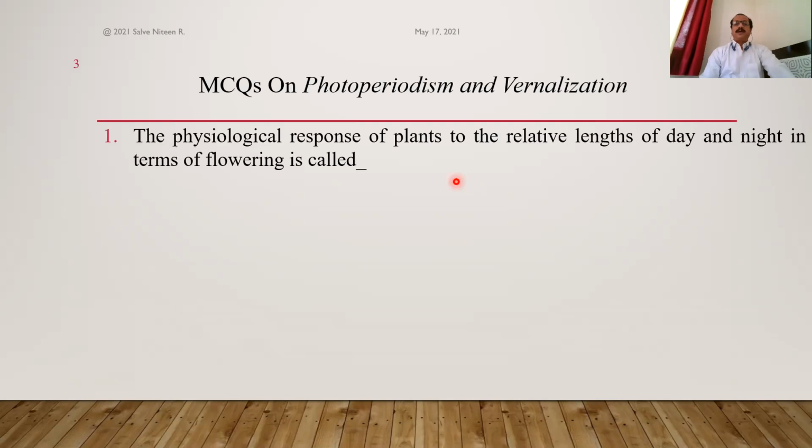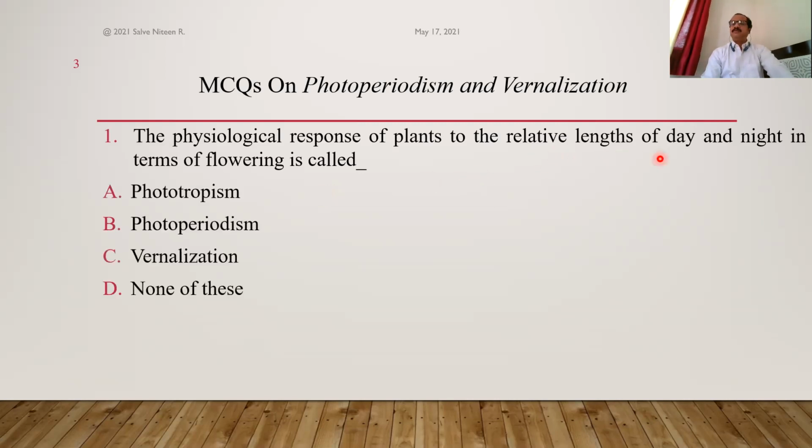The physiological response of plants to the relative lengths of day and night in terms of flowering is called as. So we know these relative lengths of day and night are an external stimulus, an external or exogenous environmental factor. To this stimulus, plants respond, and this response is a physiological response in terms of flowering. When this is the physiological response to the critical length of day and night in terms of flowering, the process is called photoperiodism. So it is the definition of photoperiodism. Option B is the right answer.